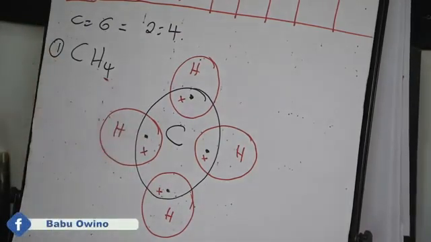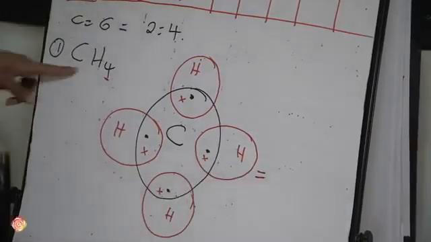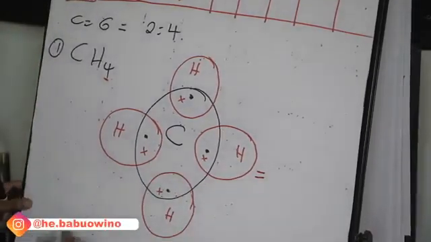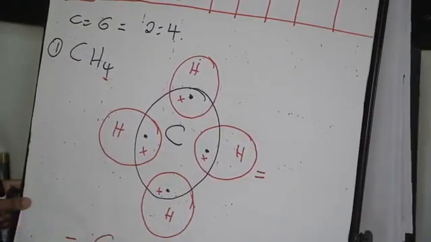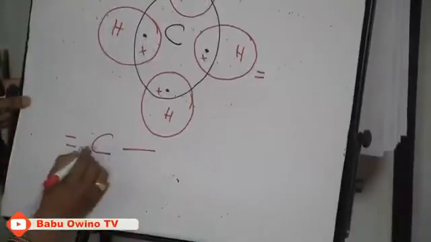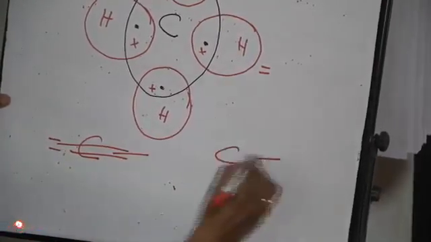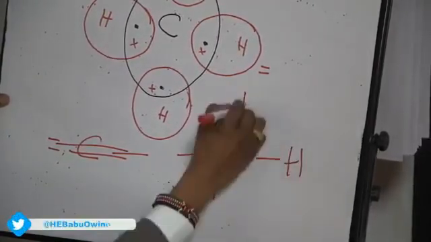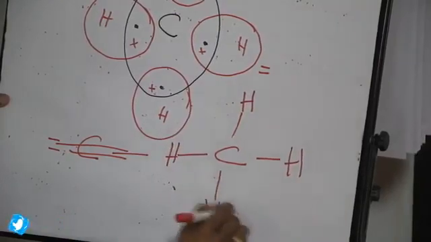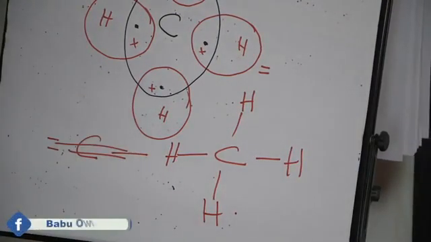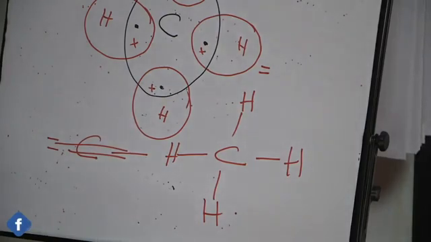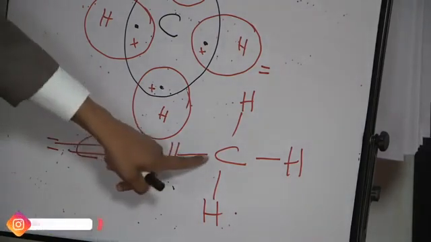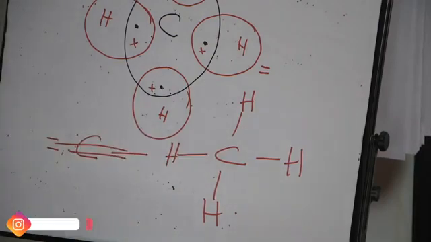So this is the structure, which can also be opened out as C with hydrogen atoms. So this is the structural formula for methane. Now we go to the next one, which is ethane.